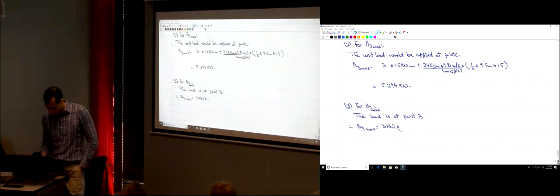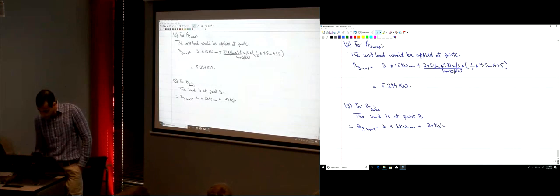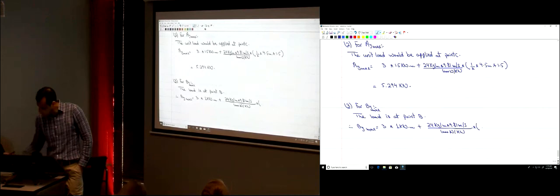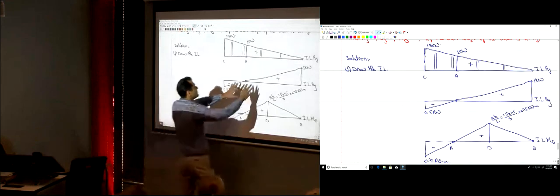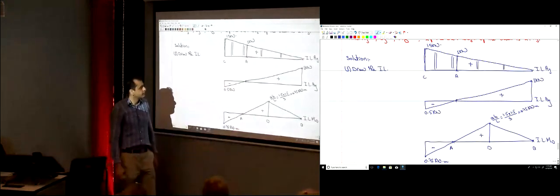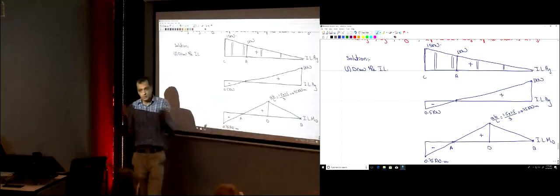times the height, which is 1 kilonewton meter, plus the effect of the dead load, which is the magnitude of the dead load multiplied by the area of the influence line. How much is the area of the influence line here for BY? The area here is different from the area here. It's a different influence line. You have a positive area and a negative area, so you have to sum them together.